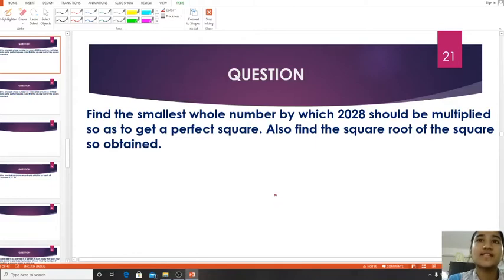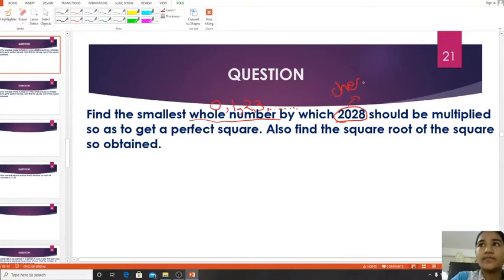So the first question says, find the smallest whole number by which 2028 should be multiplied so as to get a perfect square. Also find the square root of the square so obtained. So find the smallest whole number. Whole numbers start from 0, 1, 2, 3, and it goes on to infinity, right? Then by which 2028. So first we'll have to check whether 2028 is a perfect square or not, right?